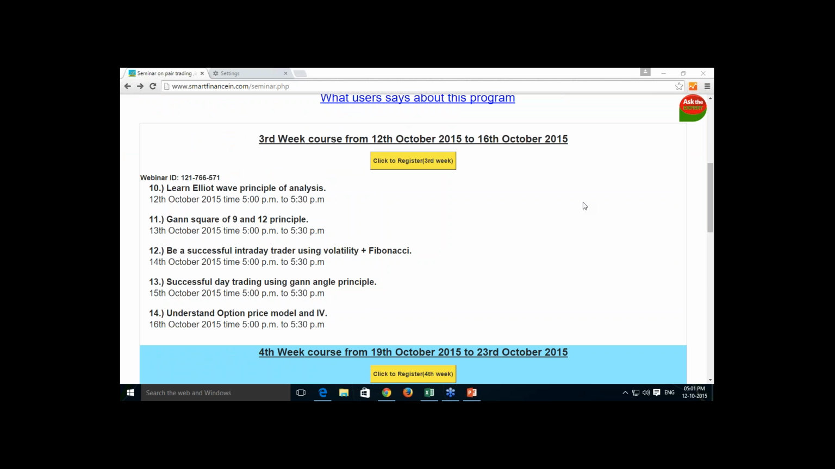Day after tomorrow you will be learning how Fibonacci and volatility will be utilized for intraday trade. Followed with 15th October you will be learning on how you can utilize Gann angle principle for intraday trade. And at the end of this week you will be learning on the option price model and implied volatility. So these are the programs scheduled for this week.